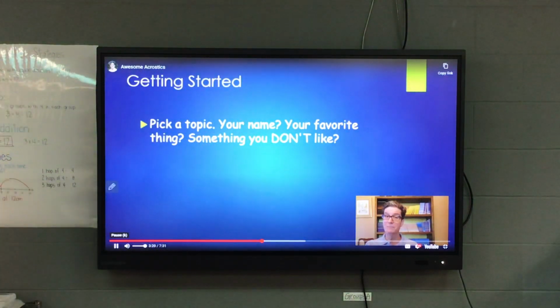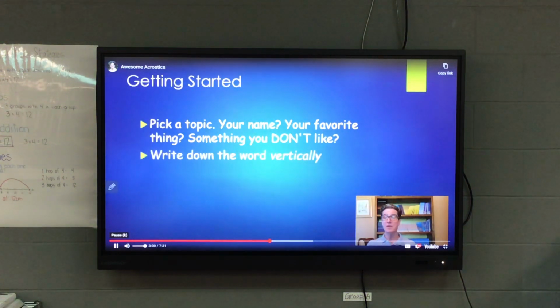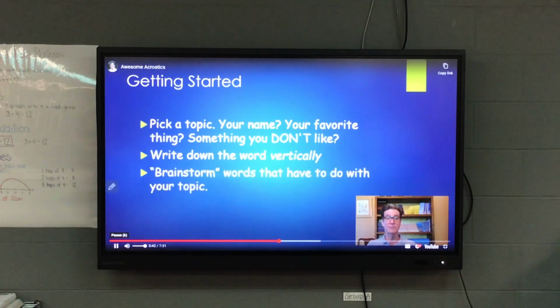Use your name, or maybe use your favorite thing, your favorite sport, your favorite food, your favorite video game, or maybe even write about something that you don't like. Then write that word down vertically. Vertically just means from top to bottom. So instead of writing it from left to right, you'll write one letter below the other until you've written down your entire word or phrase.